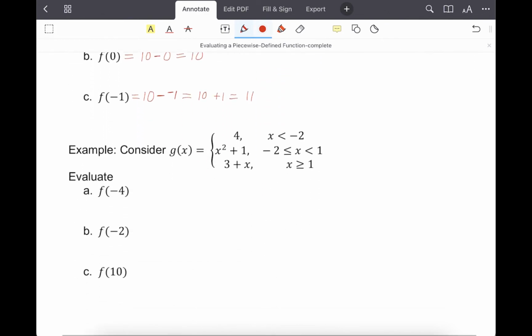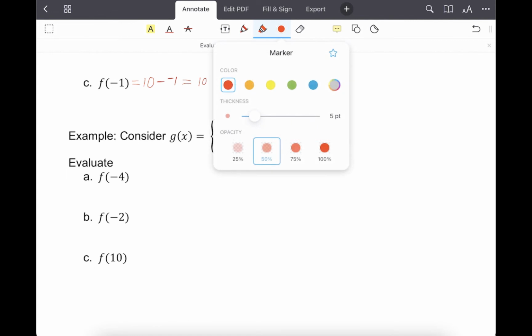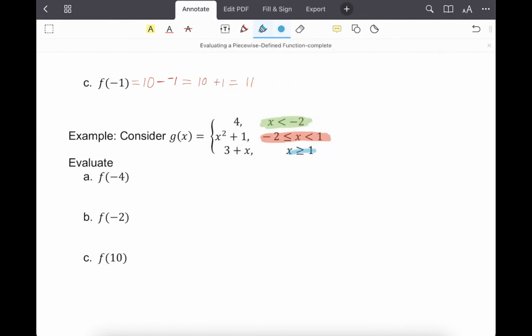Okay, our second example has 3 different domains. So it's 4 when x is less than -2. It's x squared plus 1 when x is greater than or equal to -2 and less than 1, so between -2 and 1. And it's 3 plus x when x is greater than or equal to 1.